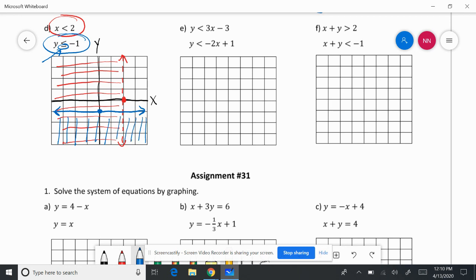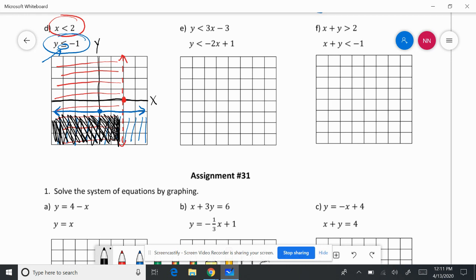Now, if you remember from above, whenever we have two lines crossing, the red and the blue, that's our answer. So that means we're going to darken in this part, clarifying that this right here is our answer. Remember, it's not an ordered pair, it's a shaded region because it's an inequality.